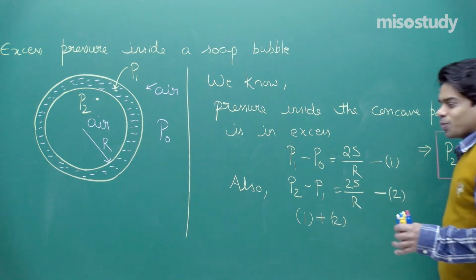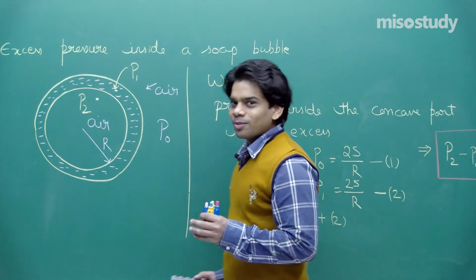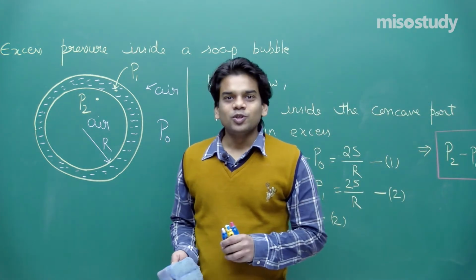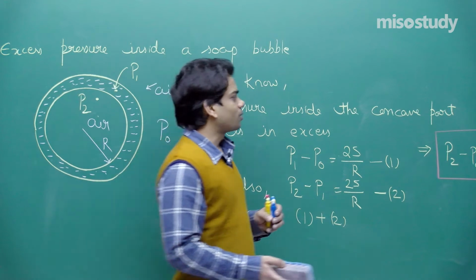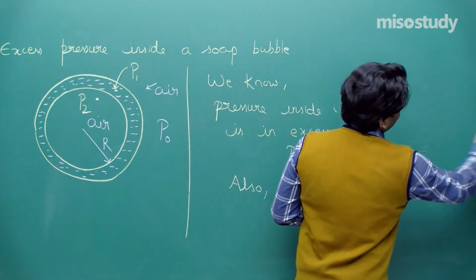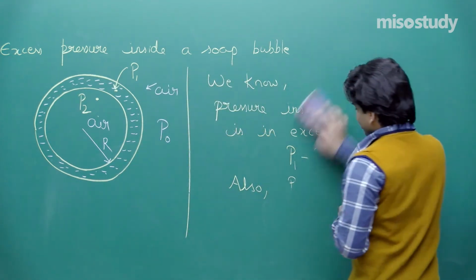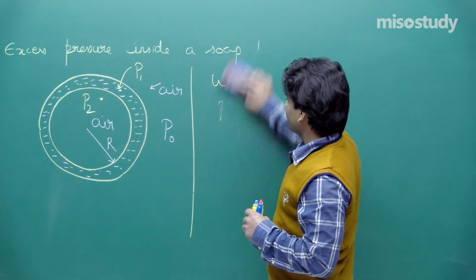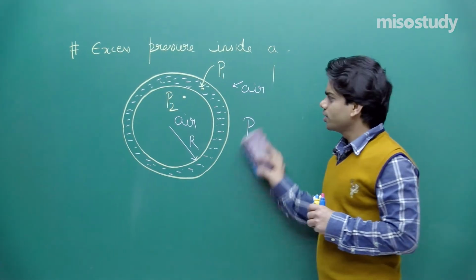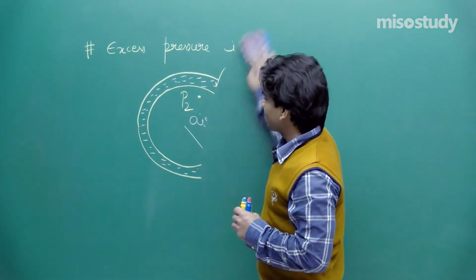So I believe that you would be pretty much clear about what is the amount of excess pressure, both in the case of a soap bubble and in the case of a liquid drop. So let's go ahead. These two are the basic things that will be asked in your objective questions or in a board examination.